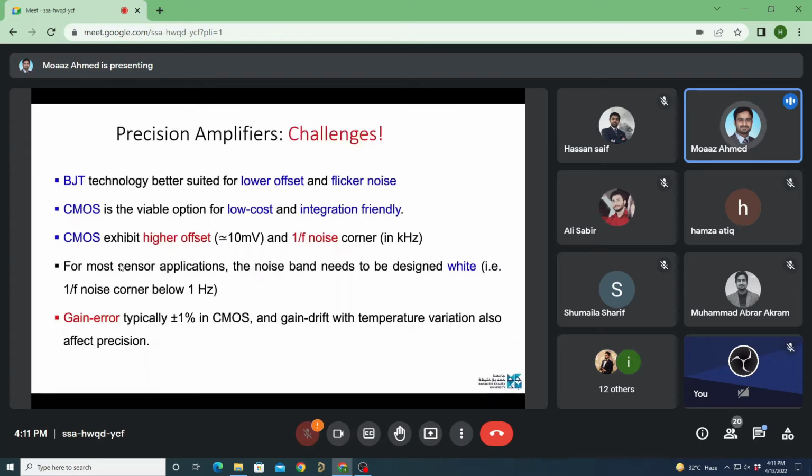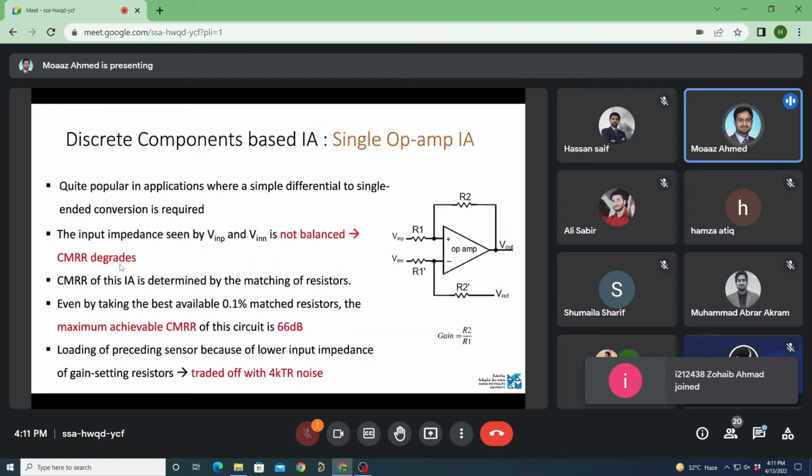If you are implementing the instrumentation amplifier on a PCB or on a breadboard in your lab, as you'll see in one of the next designs, some of you would have certainly implemented it, because I did that in my undergrad project, ECG detection circuits. So with a combination of resistors, we can implement a single op-amp based instrumentation amplifier like this. It's very popular, and it's also a simple differential to single-ended converter.